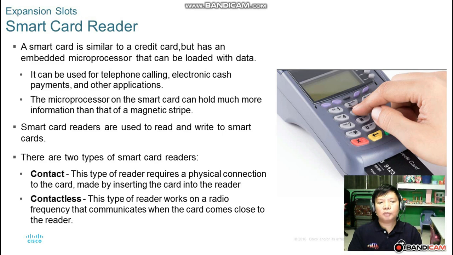There are two types of smart card readers. Contact: this type of card reader requires a physical connection to the card, made by inserting the card into the reader. Contactless: this type of reader works on a radio frequency that communicates when the card comes close to the reader.